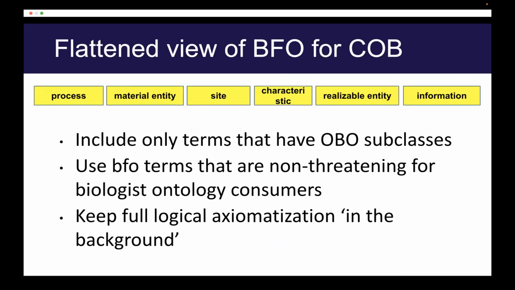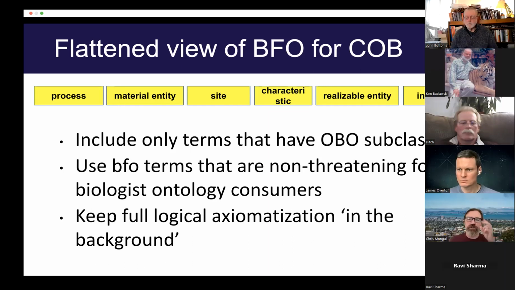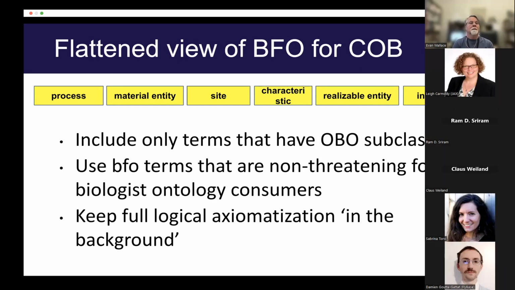So you can see this essentially gives an insulating layer on top of BFO. It's all consistent with BFO, but for the average user, this is the set of top level classes that they will see: process, material, entity, site, characteristic, and so on. And maybe for some of our tastes, this is already still a little bit too abstract and not something that a biologist would find to be familiar. But it's an ongoing community process how we arrive at some of these characterizations.